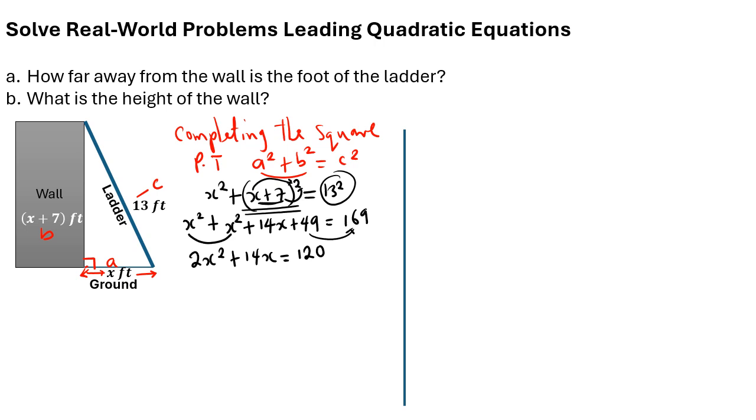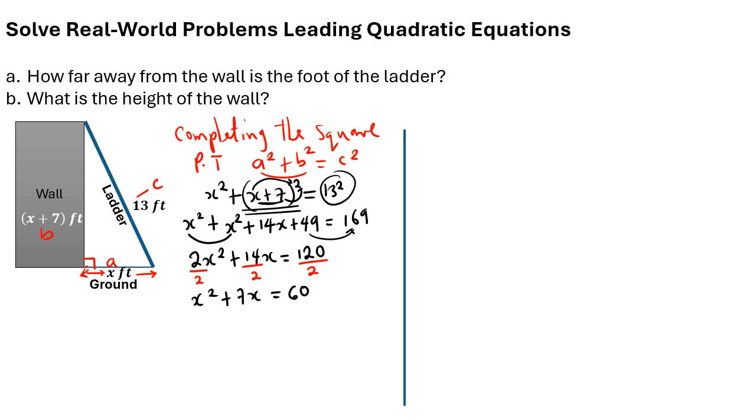So now what I can do here is go ahead and divide both sides by 2 because I want to make sure that the coefficient of x squared is exactly 1. So I will divide by 2. Once I do that, it will lead to x squared plus 7x is equal to 60.